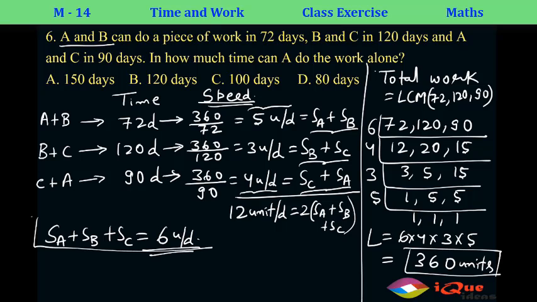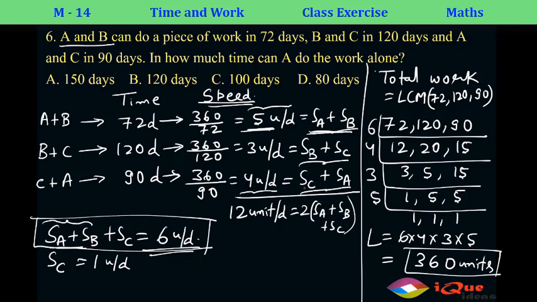Now, from this equation, that gives us the combined speed of all ABC together as 6 units per day. And here we have the speed of A and B together as 5 units per day. So if you put A and B together, you will get the speed of C. See, very carefully, speed of A and B together is 5. So speed of C will be 6 minus 5, that is 1 unit per day.